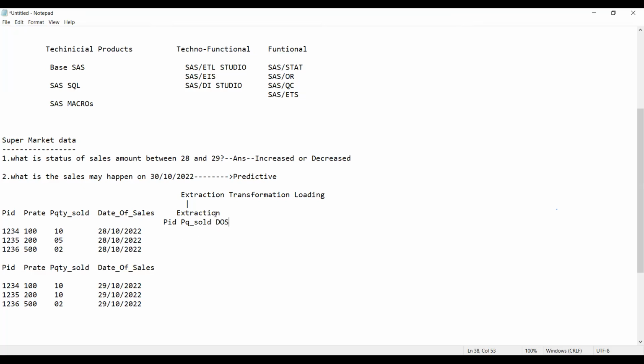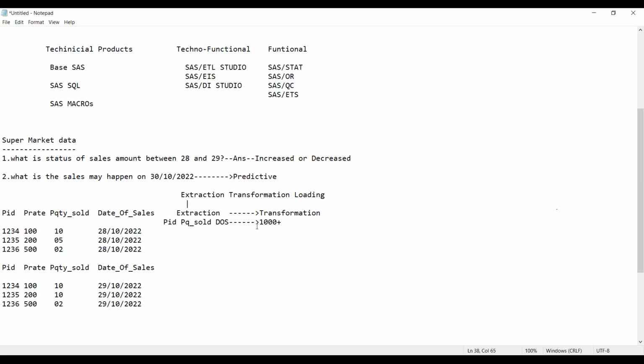Now, once I have picked up the 3 columns, what do you have to do? We have to perform the transformation. T stands for transformation. Let us see how the transformation is done. Transformation is nothing but the actual process of data summarization. I'm directly performing the calculations. 100 into 10 means how much? How much amount will you get?